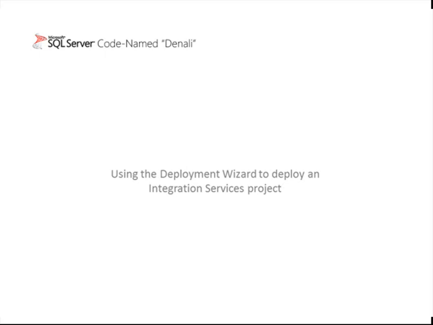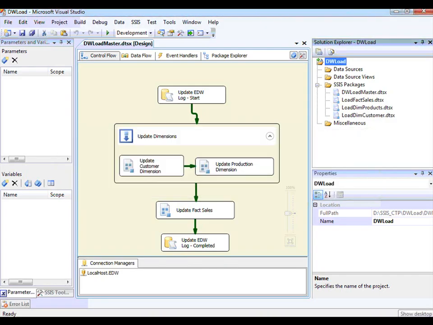In this demo, I'm going to show you how we can make use of the deployment wizard to deploy an integration services project to a SQL instance. To start off this demo, let me go into Business Intelligence Development Studio.